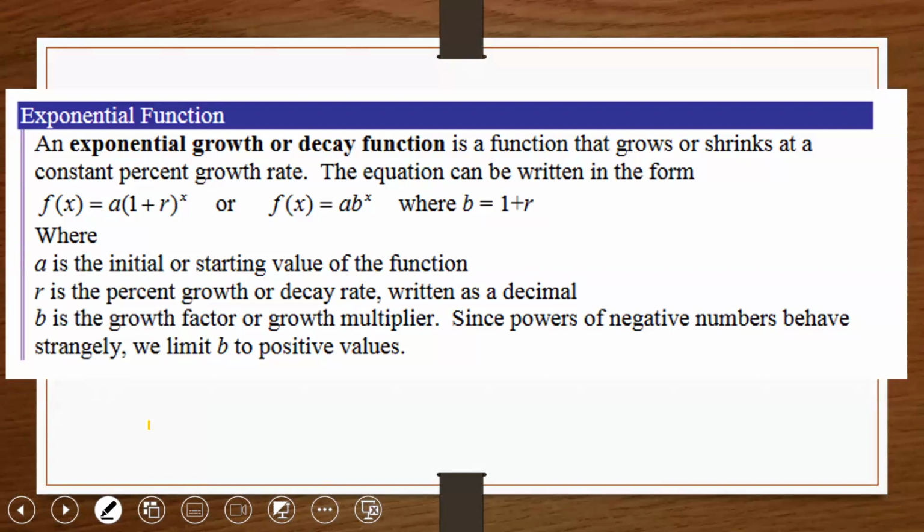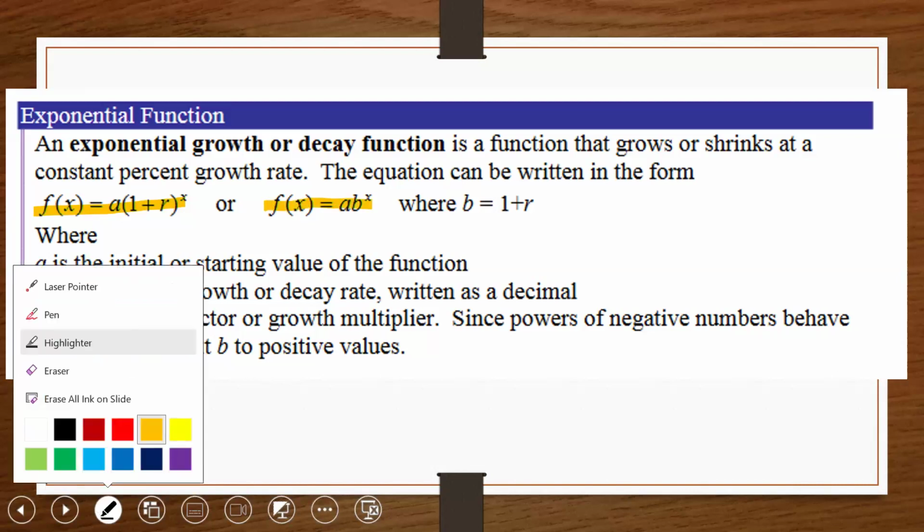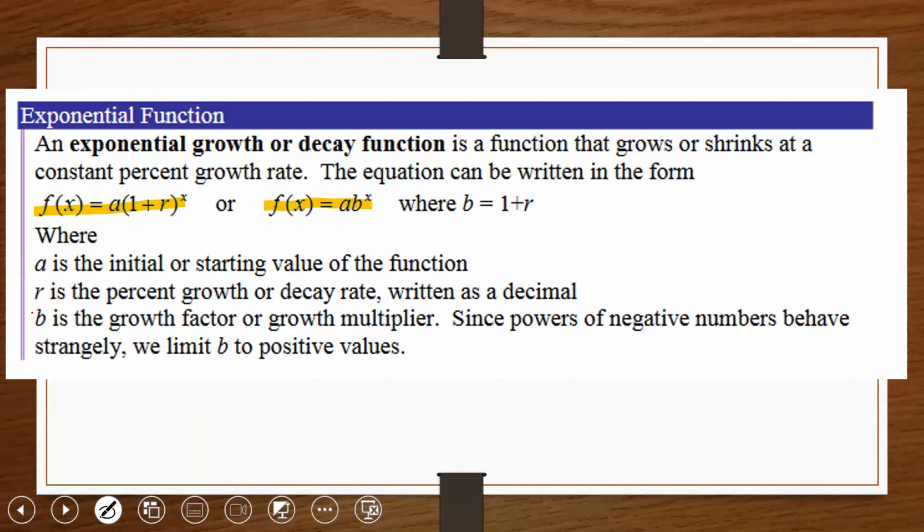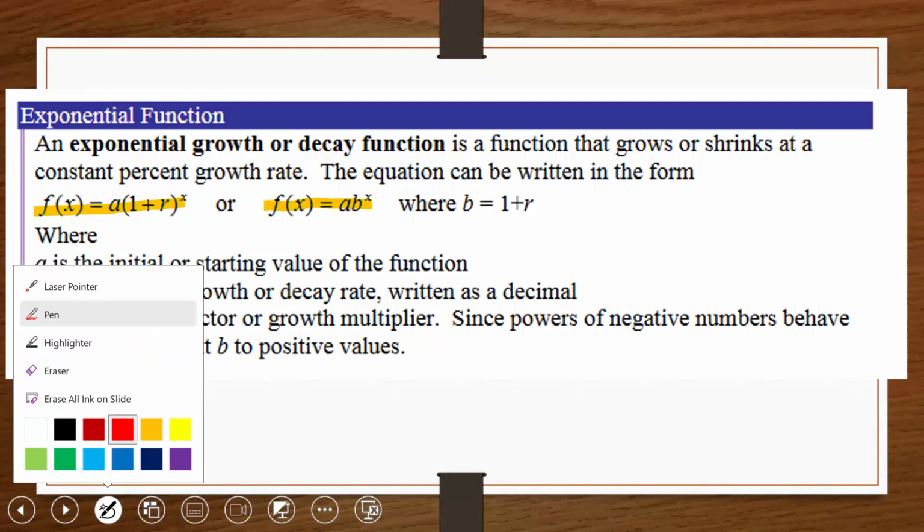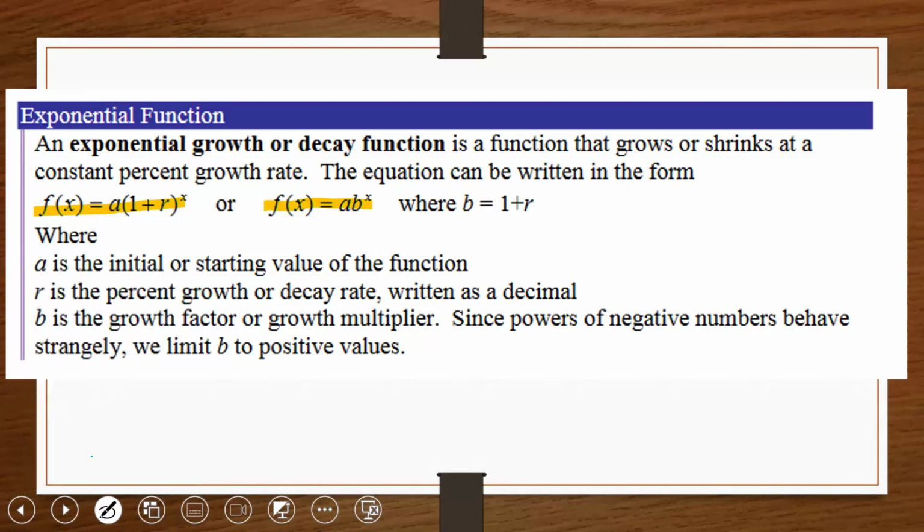Now, from the materials in class, we know that there are 2 general forms for an exponential function we can use. So there's f of x equals a times 1 plus r to the xth power, or f of x equals a times b to the x. In the case of trying to find the equation passing through 2 points, we can use either one of these formulas, but the one on the right, f of x equals a times b to the x, is going to be the most useful for us. So let's look at how this would work.